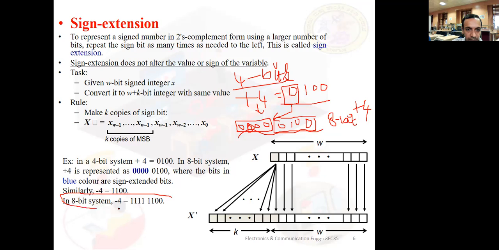Similarly, -4 is also shown here, you can check. So the schematic is also shown for your understanding over here. You will make copies of the sign bit, that's all. You make k copies of the sign bit depending on how many extra bits you want to represent. This is called sign extension.